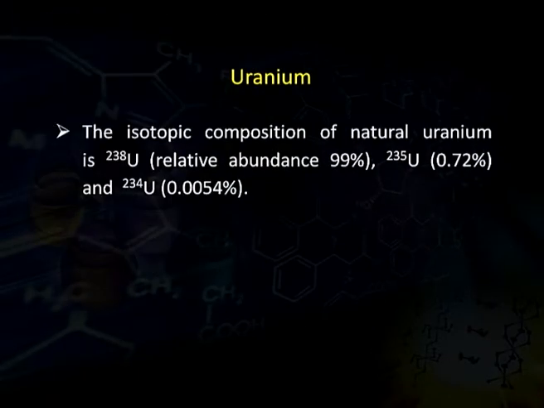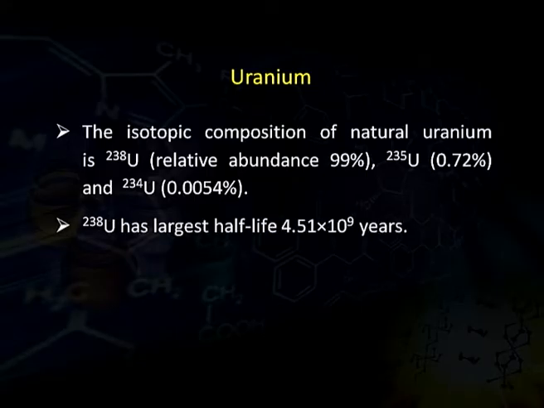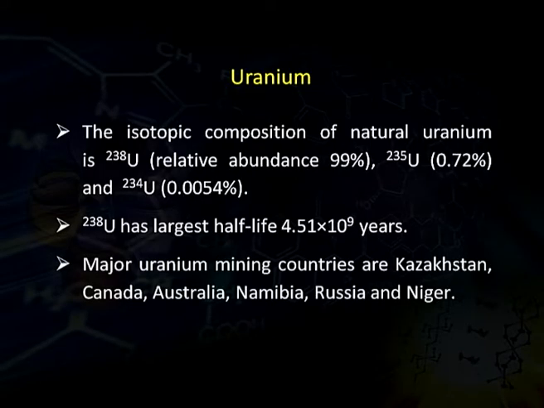The isotopic composition of natural uranium is uranium-238, which has a relative abundance of 99%, the majority occurring as 238. Uranium-235 occurs at 0.72% and a minimum amount of uranium-234 is available as 0.0054% in nature. Uranium-238 has the largest half-life of 4.51 into 10 to the power 9 years. The major uranium mining countries are Kazakhstan, Canada, Australia, Namibia, Russia and Niger.